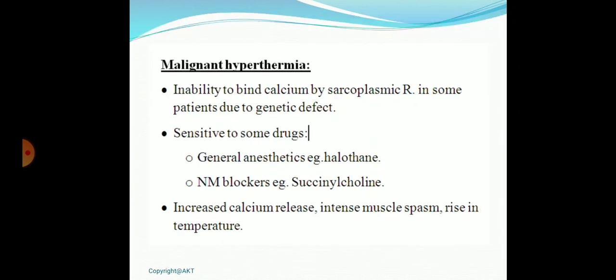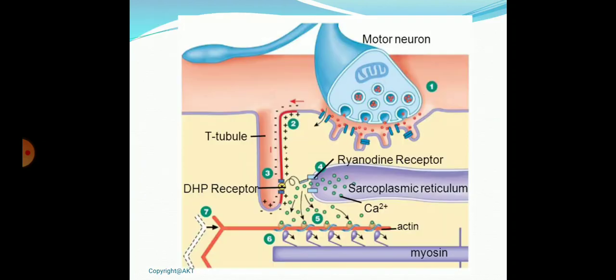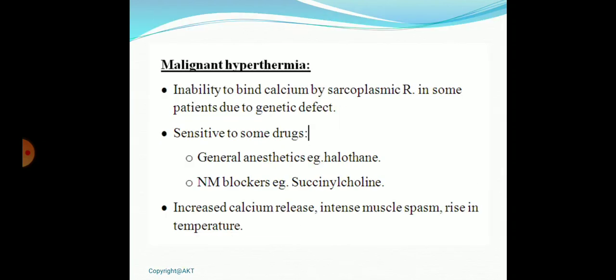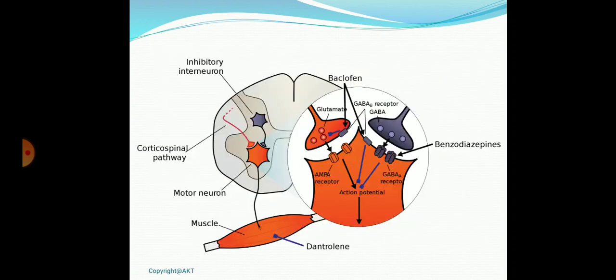So malignant hyperthermia is a condition in which there is a sudden rise in body temperature, and the reason for it is increased release of calcium and intense muscle spasm. And if the ryanodine receptor can be blocked, the release of calcium can be prevented. As a result, intense muscle spasm will be prevented and the rise in body temperature can also be prevented. So dantrolene sodium is highly useful in treating malignant hyperthermia.